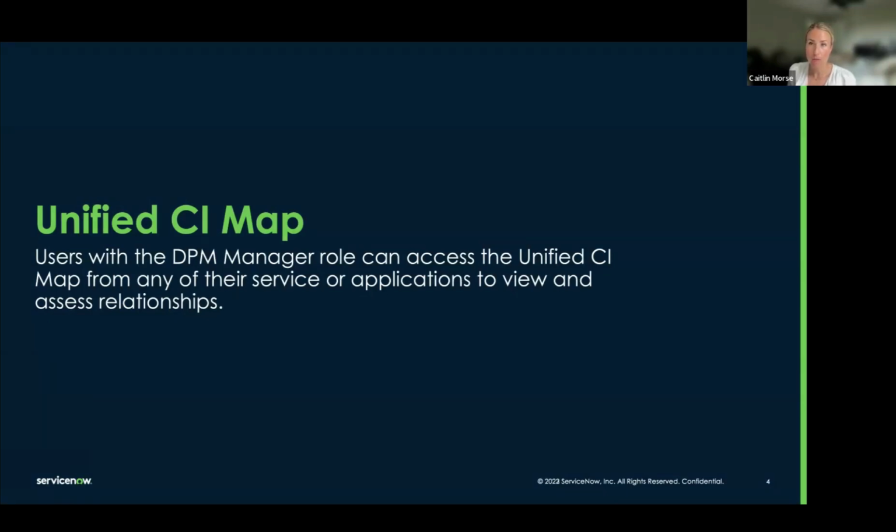So we got tons of feedback about really liking the relationship map view. However, it didn't include all the different relationships and go all the way into the details of the individual CIs that actually make up the service or application. And so with this enhancement, there's full flexibility in viewing those relationships.